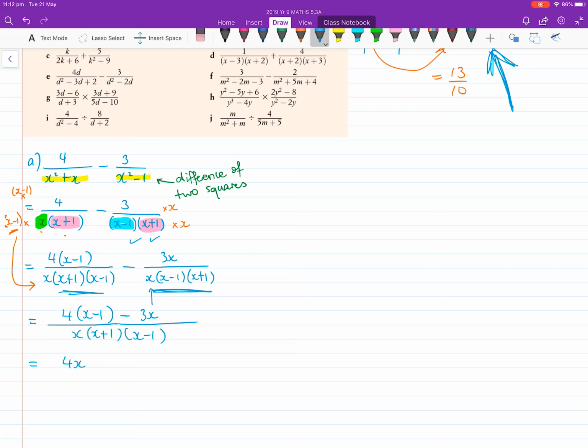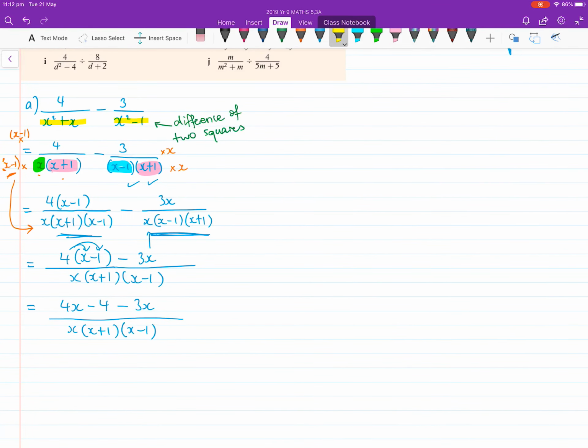So you get 4 times x is 4x. 4 times negative 1 is negative 4. And you've still got minus 3x on the end. And then you can see, I can do 4x minus 3x. Don't forget the minus in front of the 3x. So what's that? 4x take away 3x is 1x, or just x, minus 4.